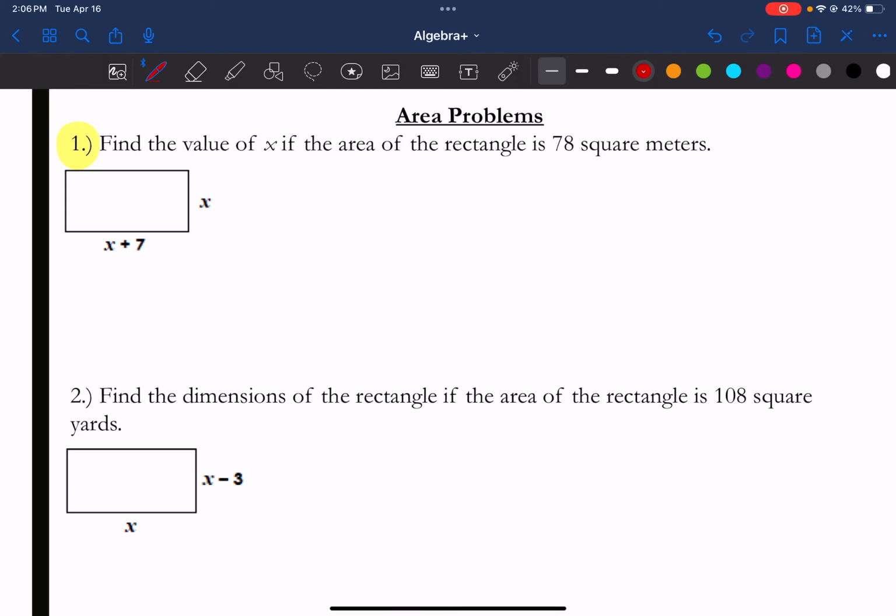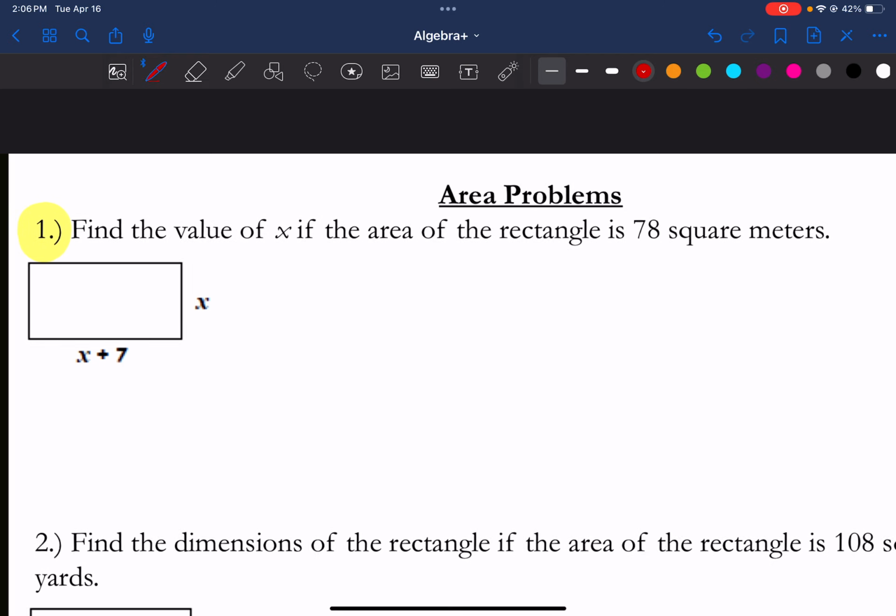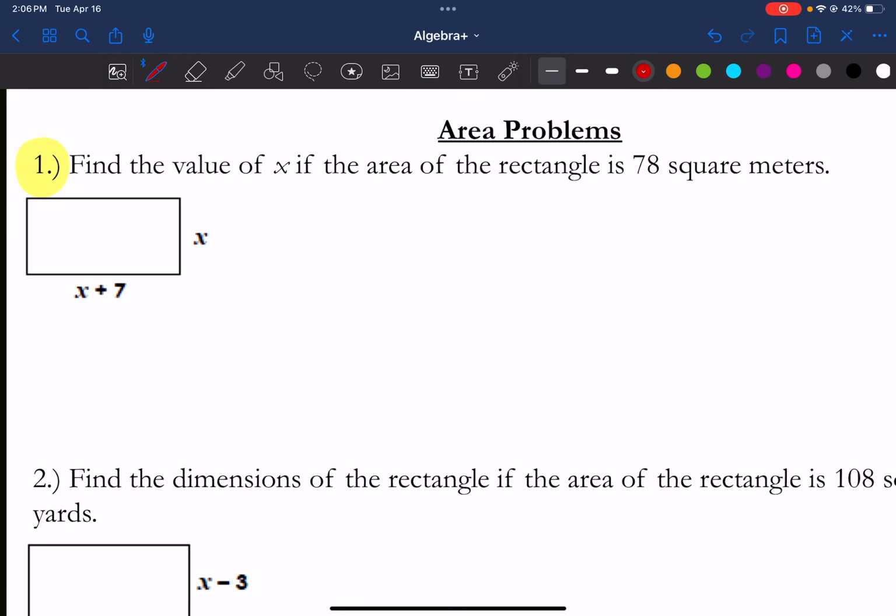As we've learned all these methods for quadratics and solving them, we're going to go into word problems, like some area word problems. We want to find the value of x if the area of a rectangle is 78 square meters. Well, I can use the area formula, which is area equals length times width, and substitute in what I know. Well, I know my area is 78 square meters.